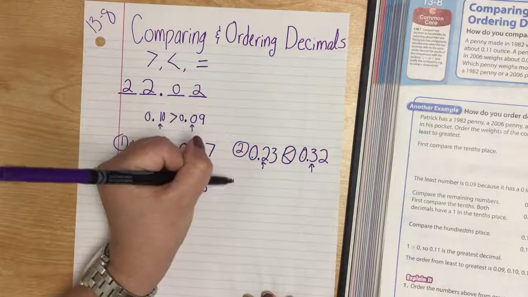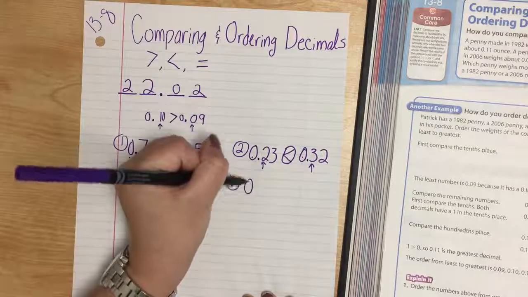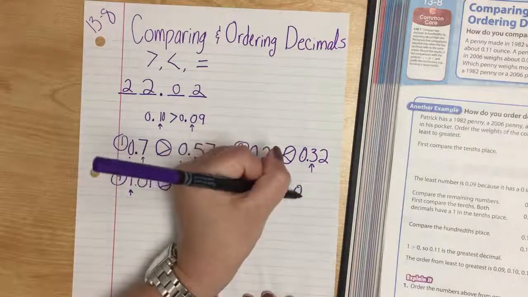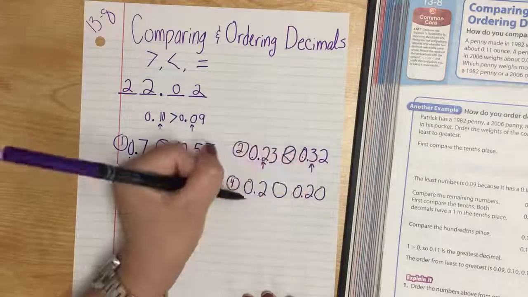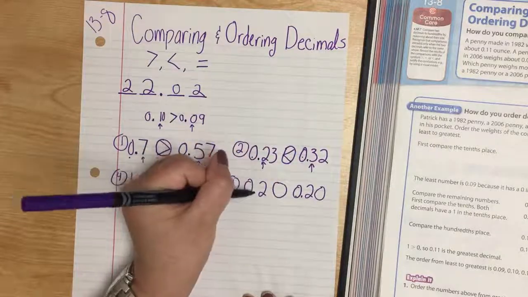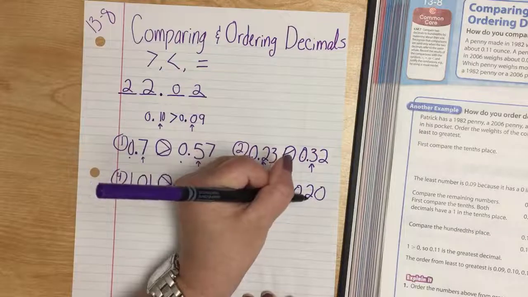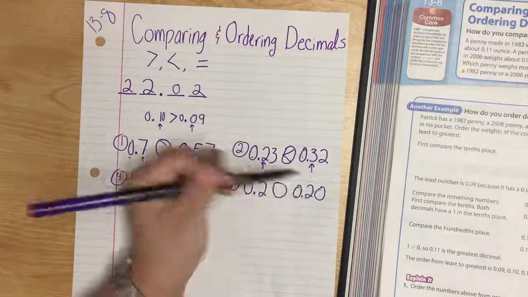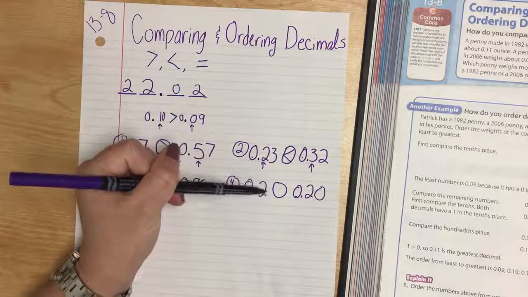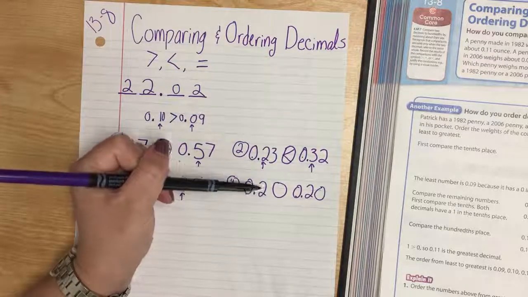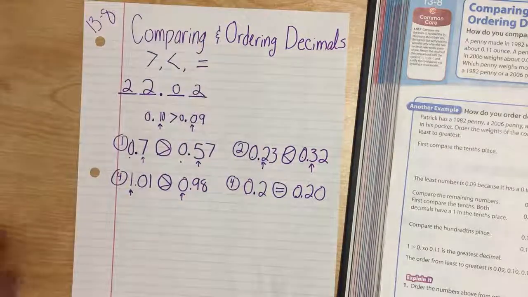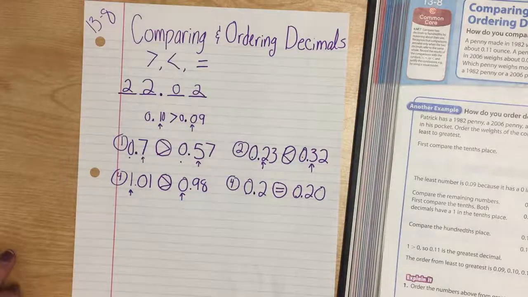And then for the next one, 0.2 and 0.20. Okay, 0, 0. After my decimal, 2, 2. There's nothing here, but there's a 0 here. But what is supposed to be here in my mind? 0. So these are equal. They are equal to each other.